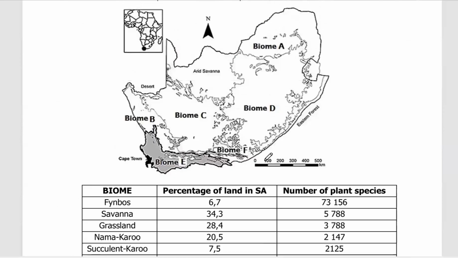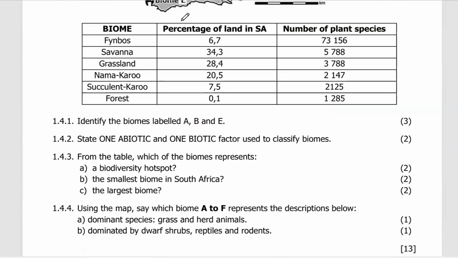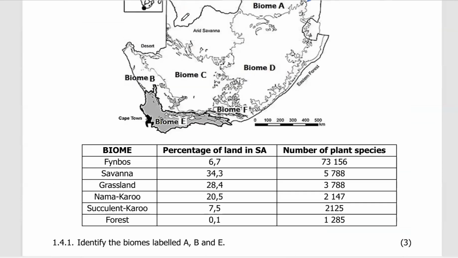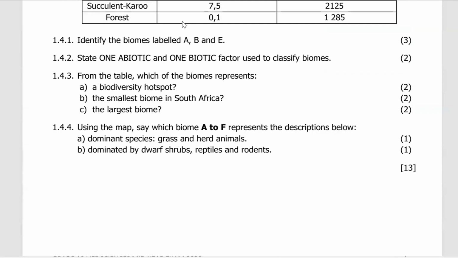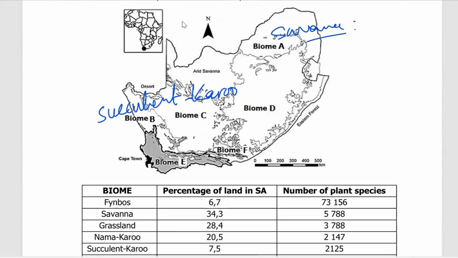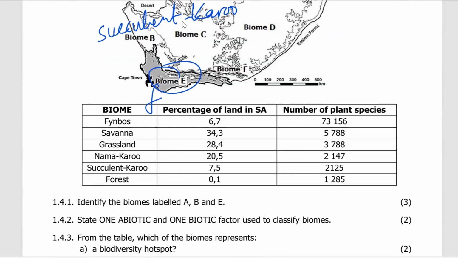So A is called savanna. And then biome B. Where is biome B? Oh, this is called succulent Karoo, because it is coming from that side, Namaqualand. Yes, succulent Karoo. Succulent is juicy. And then they're saying that part E, part E is here. So this is called fynbos.